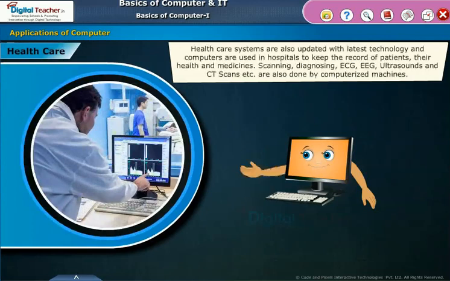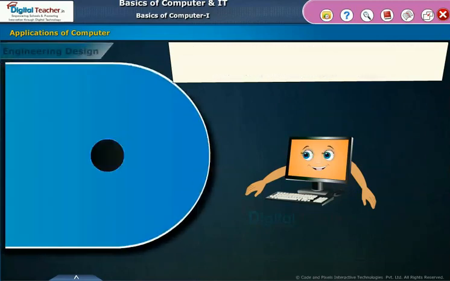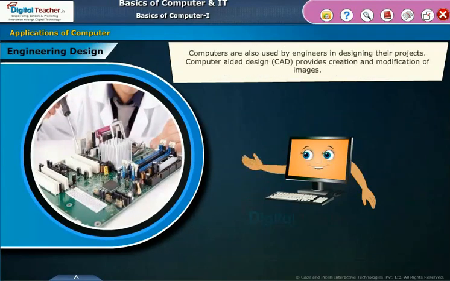Healthcare. Healthcare systems are also updated with latest technology, and computers are used in hospitals to keep the records of patients, their health and medicines. Scanning, diagnosing, ECG, EEG, ultrasounds and CT scans, etc. are also done by computerized machines. Engineering design. Computers are also used by engineers in designing their projects. Computer-aided design, CAD, provides creation and modification of images.